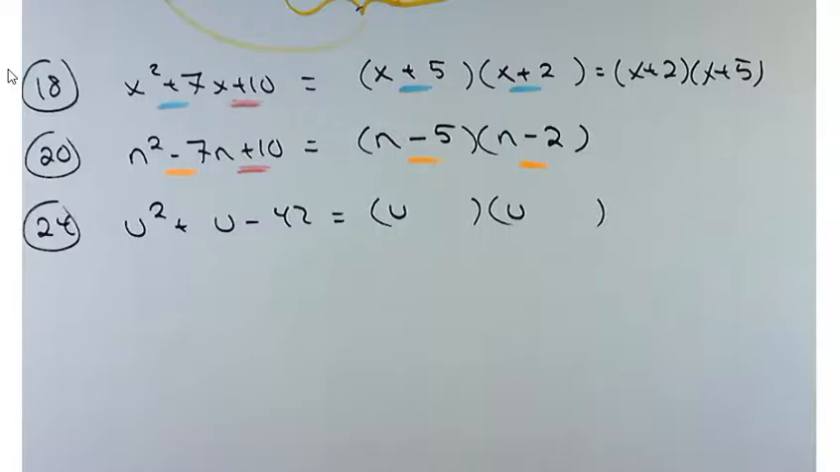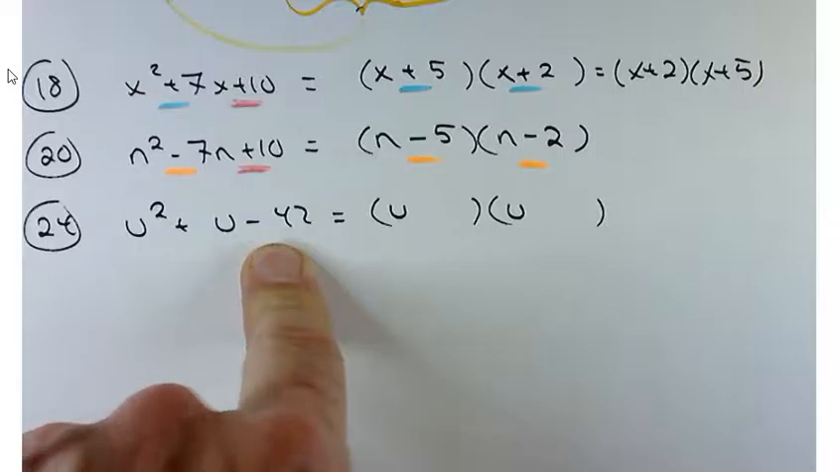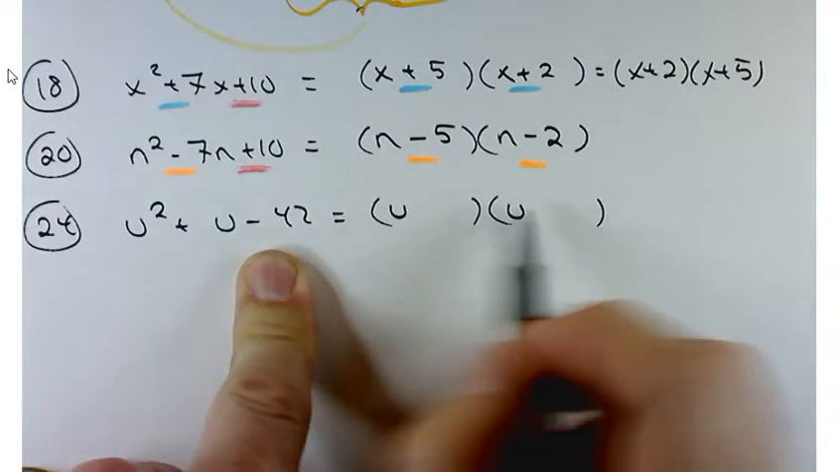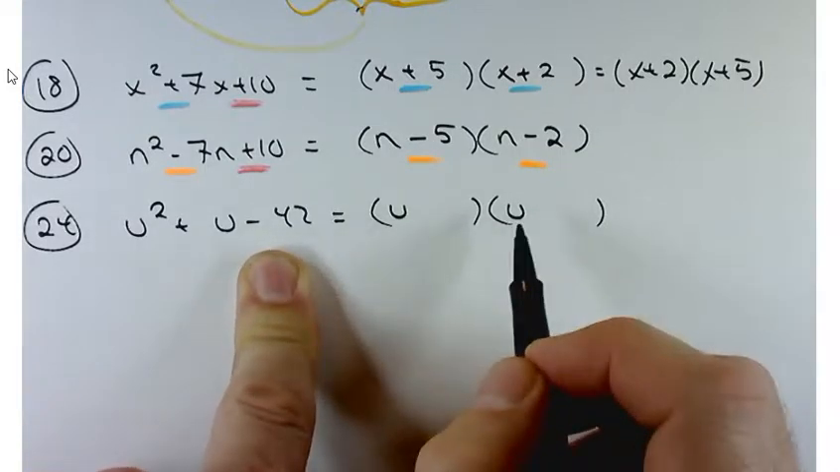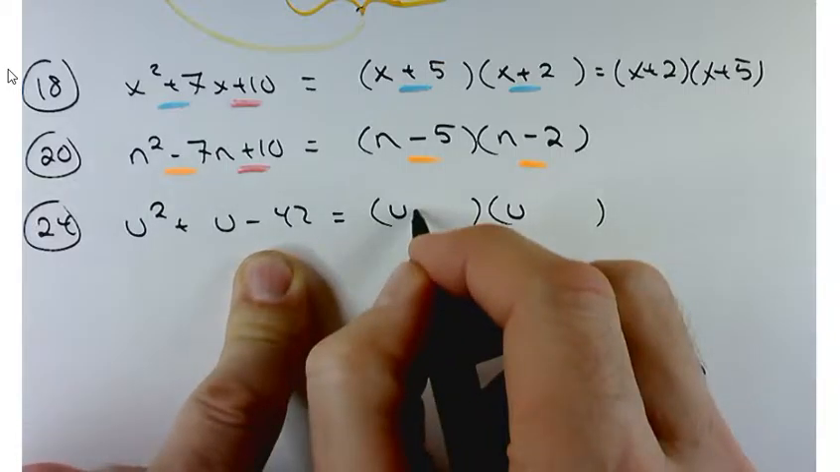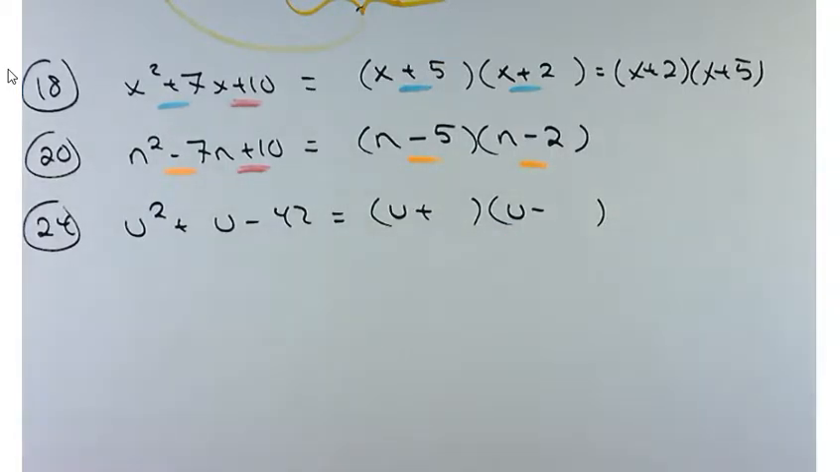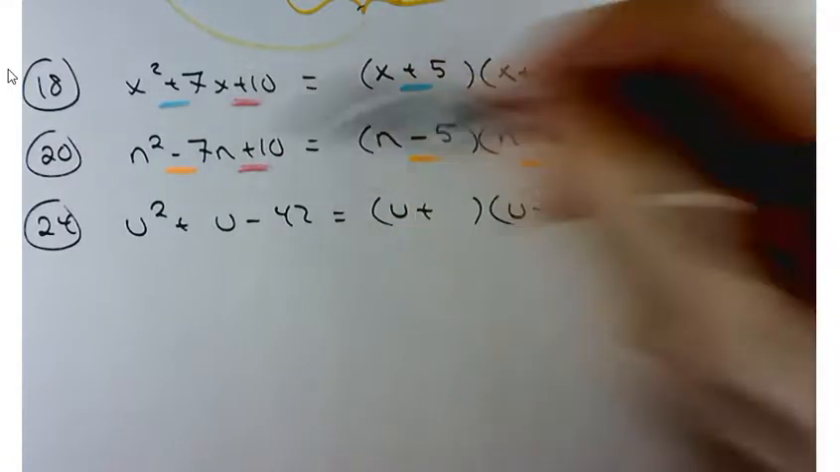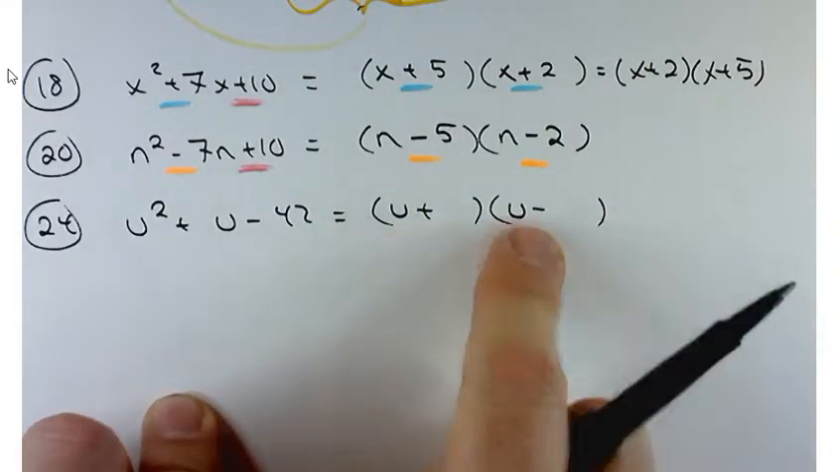Let's think carefully about the signs here. I have a negative 42. So what has to be true about the signs here and here? Yeah, one positive and one negative. That's the only way you're going to get a negative product. If they were both negative or both positive, you'd end up with a positive product. So these have to be opposite each other.